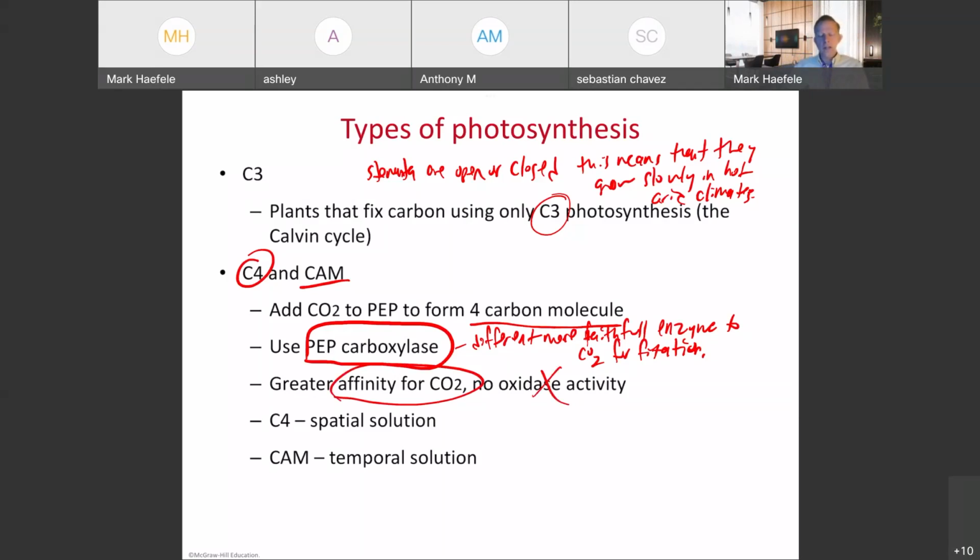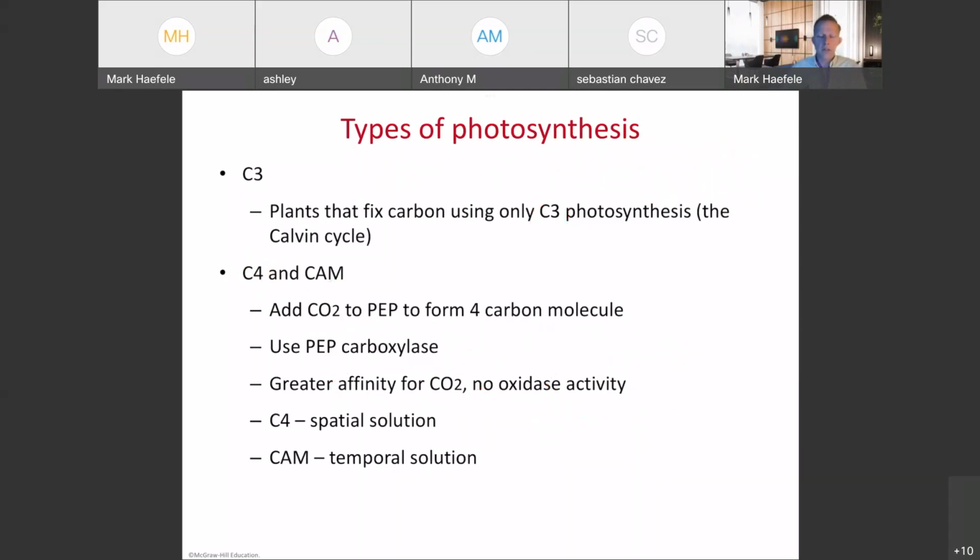So in C4, then, what you have is a way to spatially separate carbon fixation. So they have a spatial solution to the separation of carbon fixation. And the idea is once you fix it into the system, then you can basically send that through the Calvin cycle. In CAM, you have a temporal solution to the separation of carbon fixation. And so it's a slightly different strategy. So let's take a look at this here.